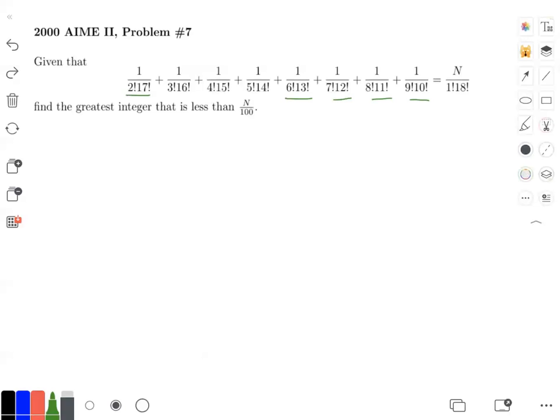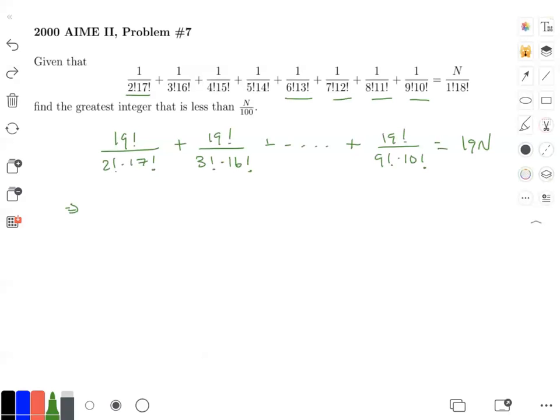Doing so gives us 19 factorial over 2 factorial times 17 factorial plus 19 factorial over 3 factorial times 16 factorial plus all the way until 19 factorial over 9 factorial times 10 factorial, and this is going to be equal to 19 factorial over 18 factorial, which is 19. Okay, great. So now let's do that strategy where we convert these into choose terms. We can write this as 19 choose 2, 19 choose 3, and so on until 19 choose 9, and this is 19n.